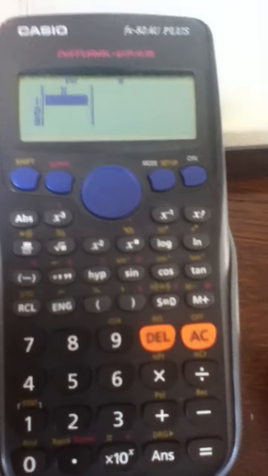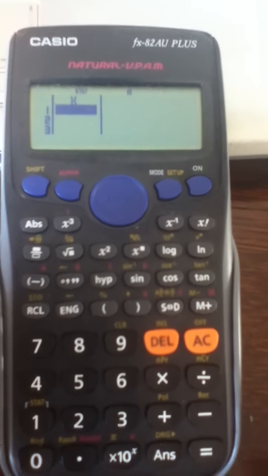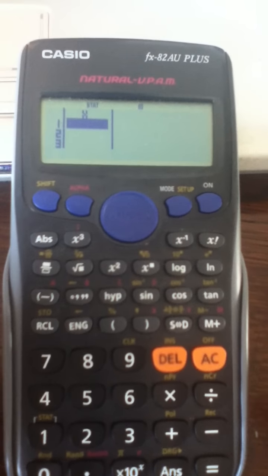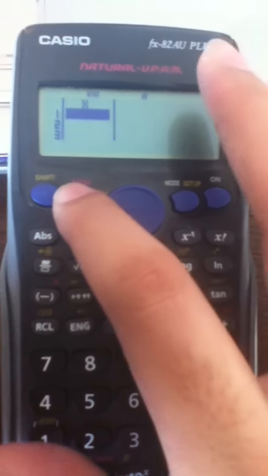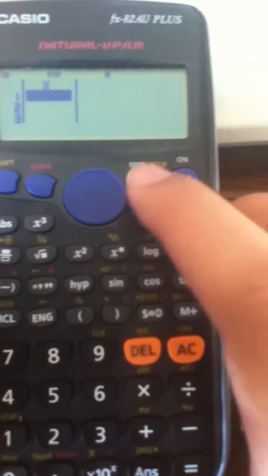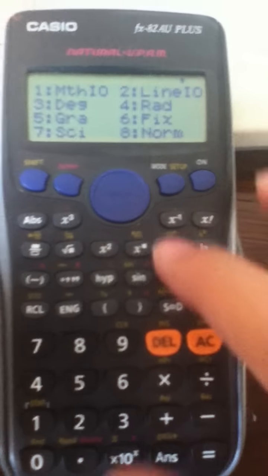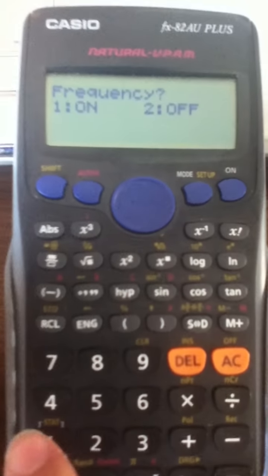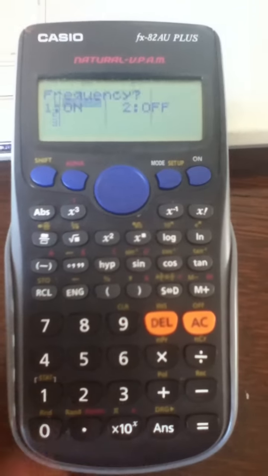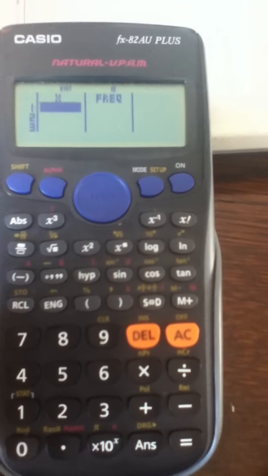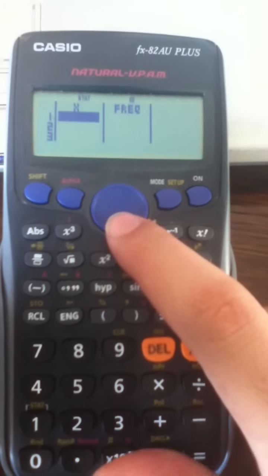So let's go back to our calculator and look at how we enter a score. Now, because this table only has the score, you can also have a frequency, if some scores were repeated. So what you do is you go to SHIFT MODE, go down and press 3, and you want the frequency to be on, so you press 1. Okay, so you press 1 and you've got your score and frequency. But looking at those scores, there was only 1 each, so that's okay.